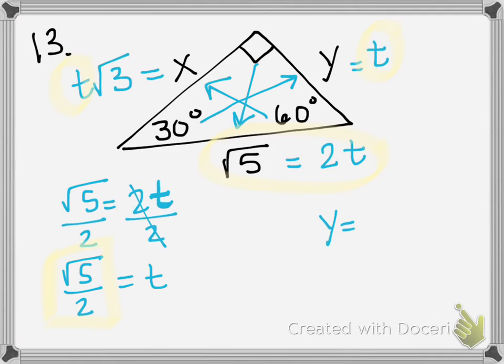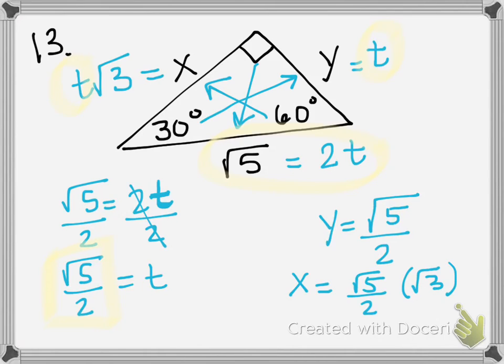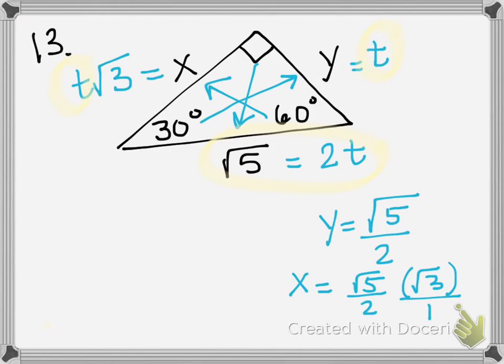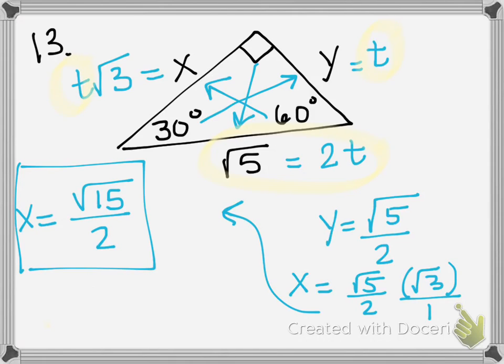So y equals square root of 5 over 2. And then x equals square root of 5 over 2 times the square root of 3. Then put a 1 on the bottom there. I need some more room, so I'm just going to erase some of this other stuff. So we're moving here. So that's the square root of 15 over 2, and that's my x value. And again, we want exact answers, so we're going to leave them like that. We're not going to put them in our calculator.